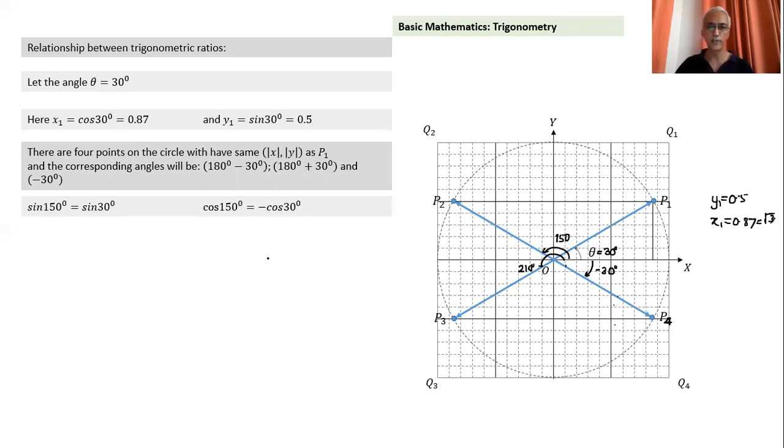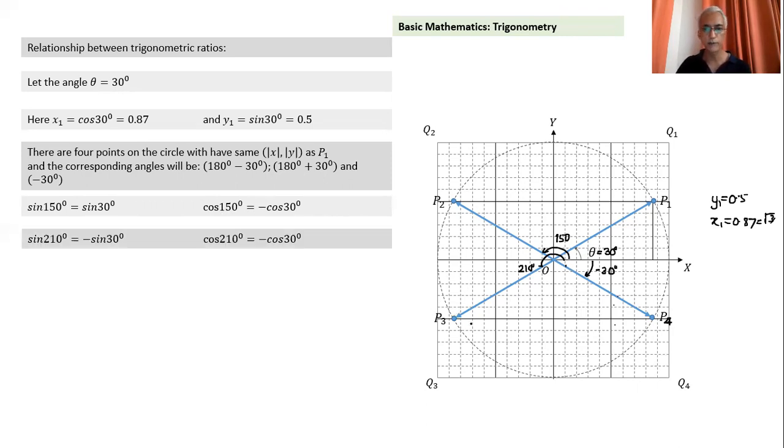So can we find what sine of 150 is? If we draw this angle, what is sine of 150? The y coordinate is the same as P1, so sine of 150 will be equal to sine of 30 itself. What will cos of 150 be? Cos of 150 will be equal to minus cos 30. Looking at the x coordinate, the x coordinate of P2 is the negative of the x coordinate of P1. Hence, cos of 150 is equal to minus cos 30.